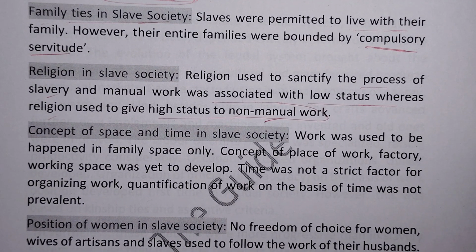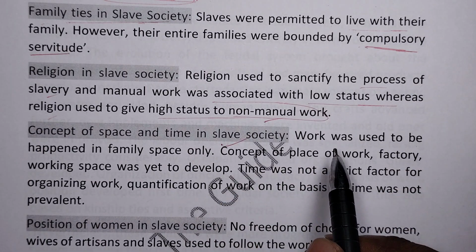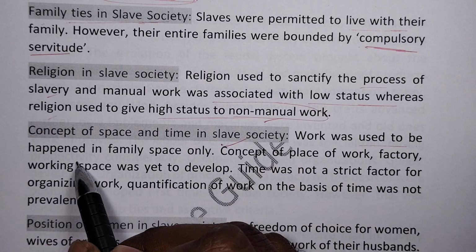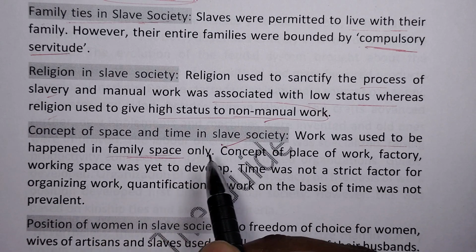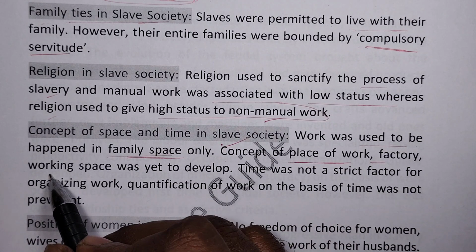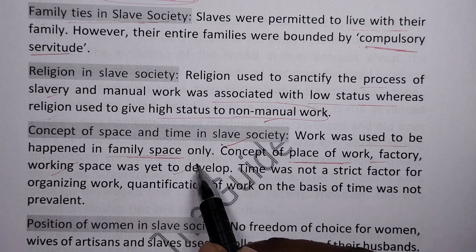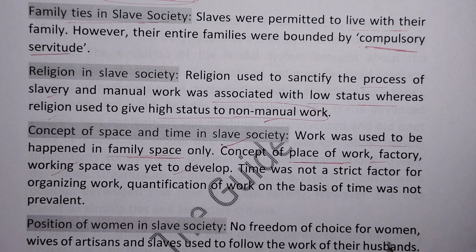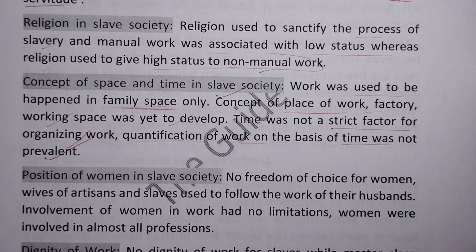Concept of space and time in slave society. Work used to happen in family space only. The concept of a place of work, factory, or working space was yet to develop. Time was not a strict factor for organizing work. Quantification of work on the basis of time was not prevalent.